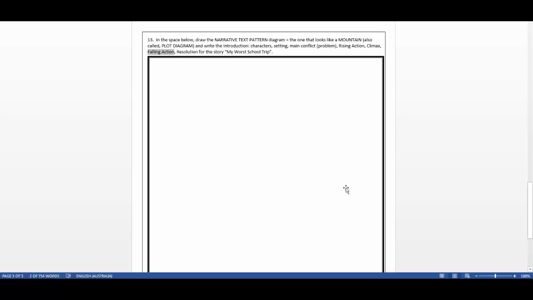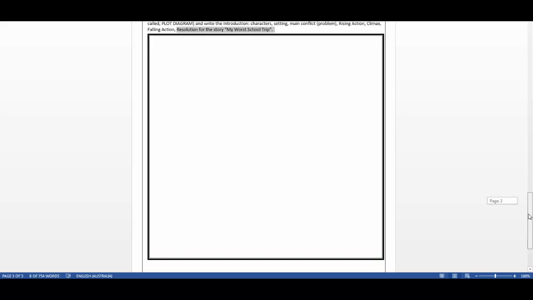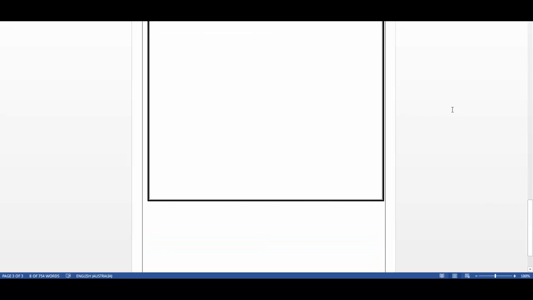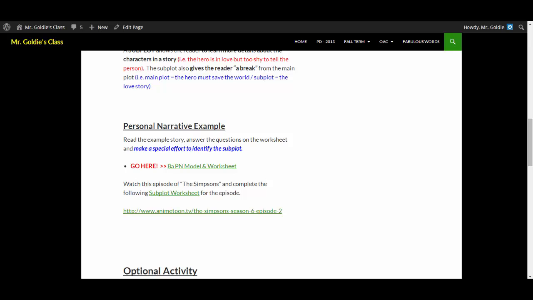What is the falling action? Write it down here. And then finally, the resolution for the story, My Worst School Trip. What happened in the end? Write it down here. So, that's your job for now. Enjoy!